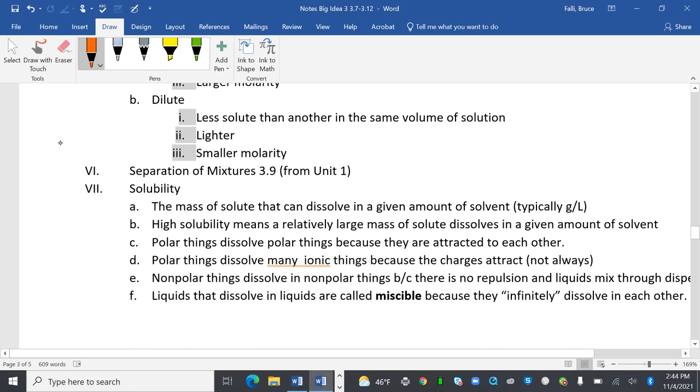All right, separation of mixtures is 3.9, and I just skipped it because we did it in unit one, so you can go back and look at that. That is on this test. That works really well with it, all right?